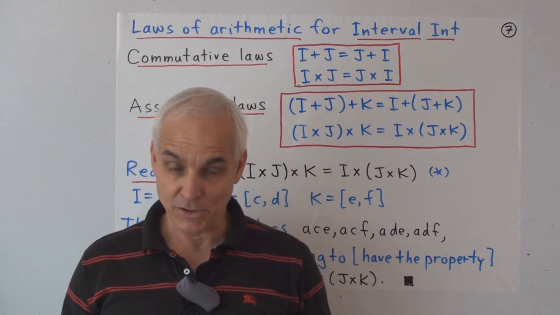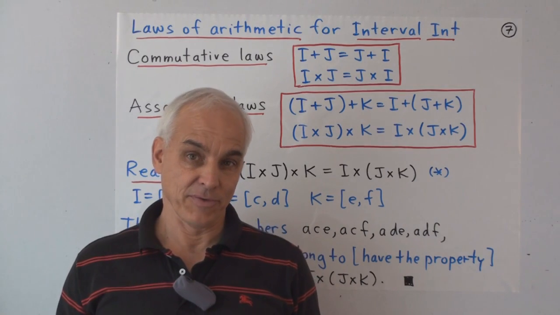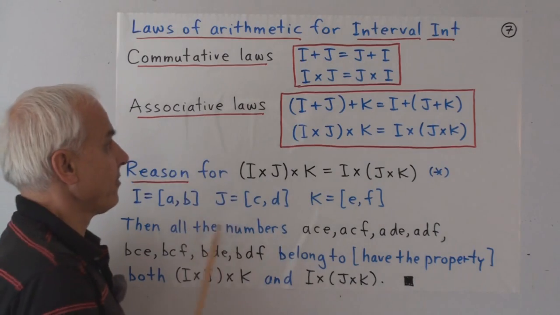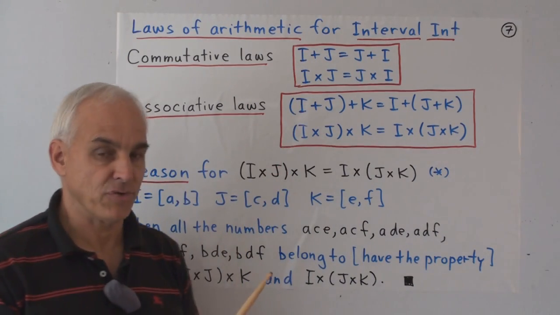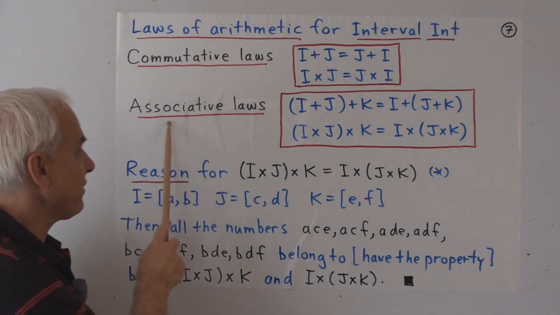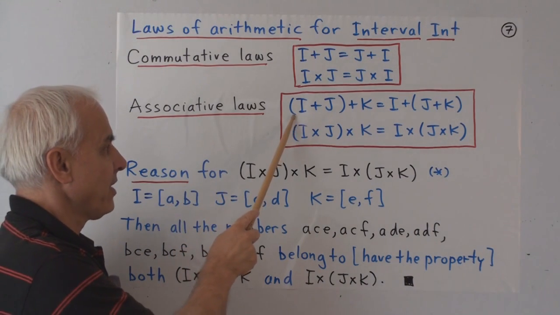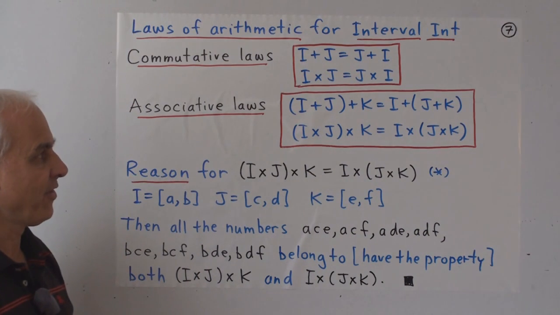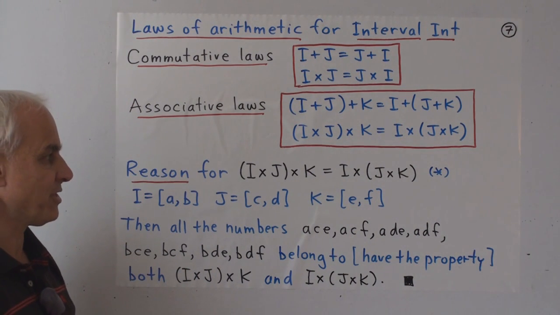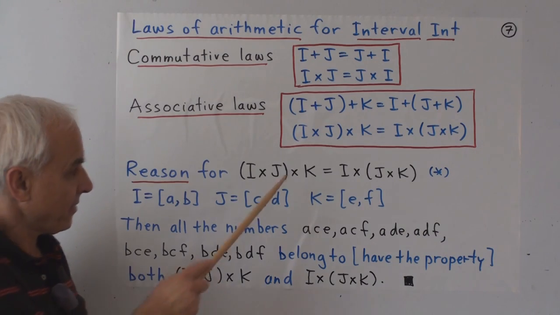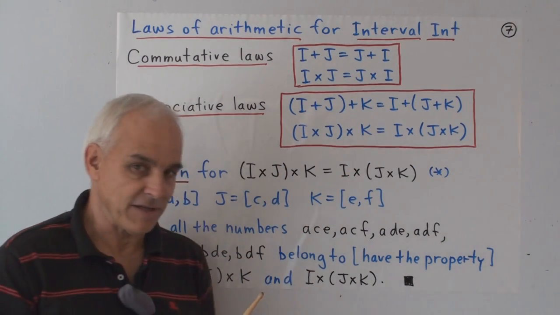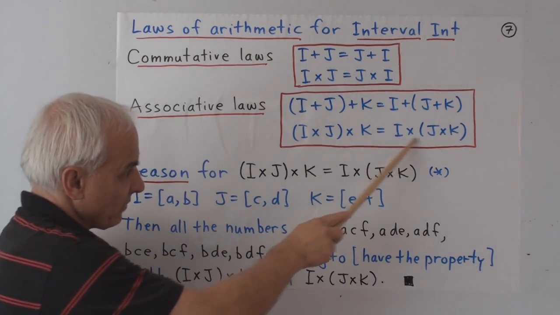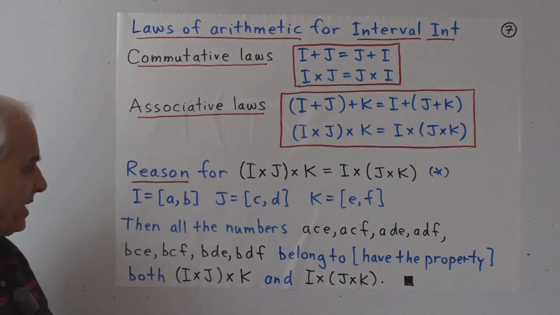So what do the laws of arithmetic look like for this interval arithmetic with integers? Well, there's the commutative laws. They're the same as with natural numbers. And we have associative laws. It turns out that both associative laws work even in this interval over integers situation. And this one here is the one that requires some discussion, because this one here is kind of obvious. But the associative law for multiplication, how can we see that?